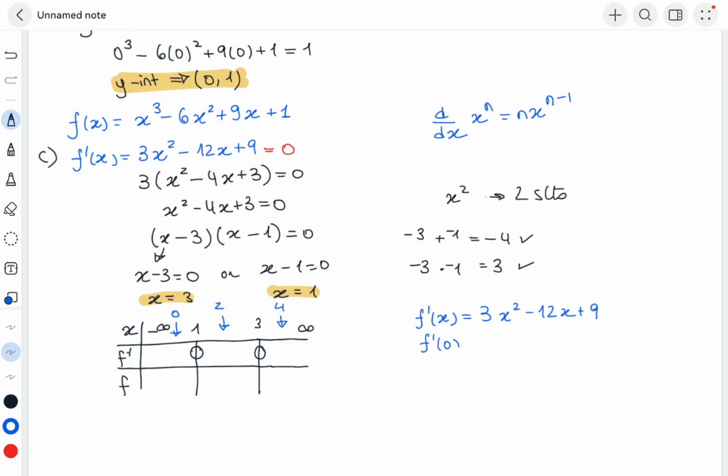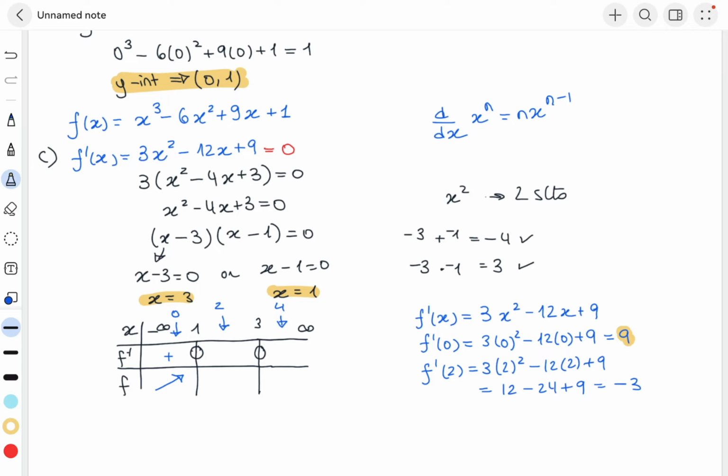Replacing 0, we'll get 3 into 0 squared minus 12 into 0 plus 9, which will give us 9. 9 is a positive number, which means we'll have a positive here, which means our function is increasing on this interval. F prime at 2 means we're replacing 2. 3 into 2 squared minus 12 into 2 plus 9, which means we'll have 12 minus 24 plus 9, where we'll have negative 3. Negative 3 means our value is negative, which means our function is decreasing.